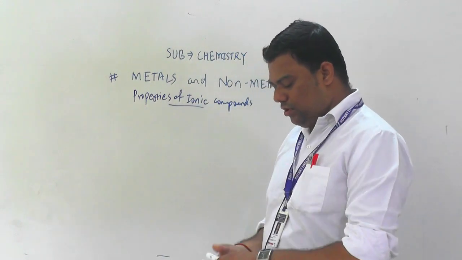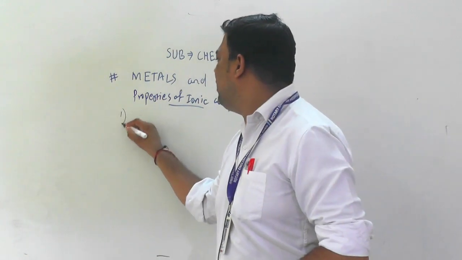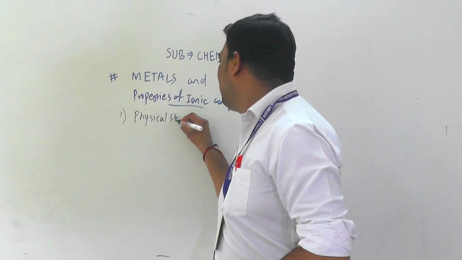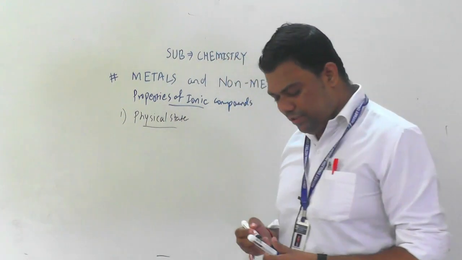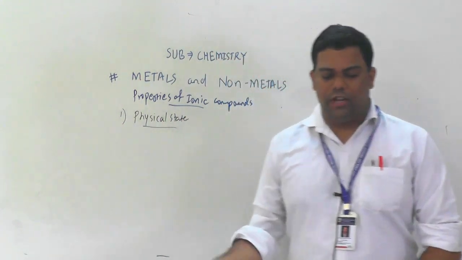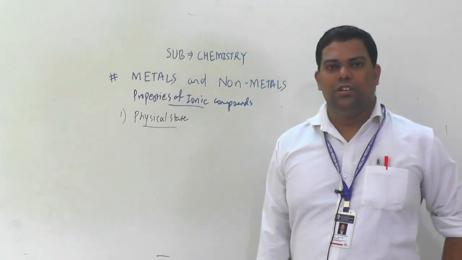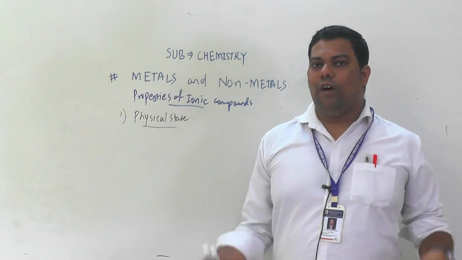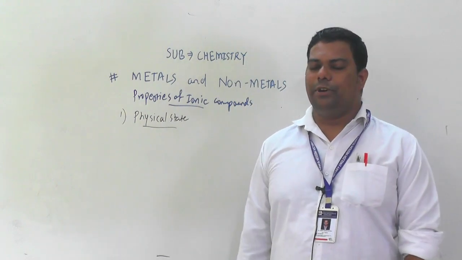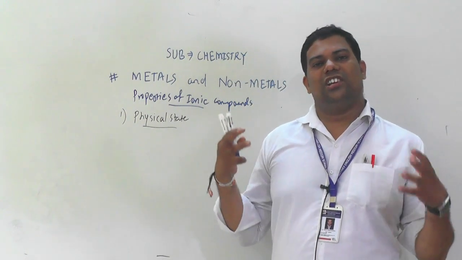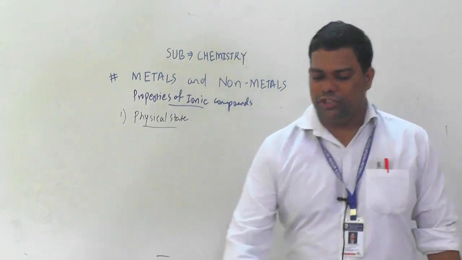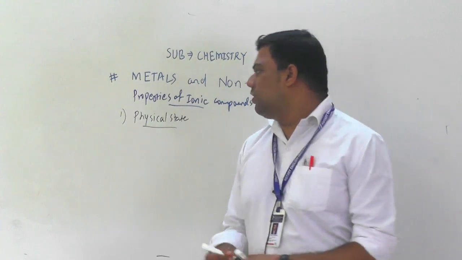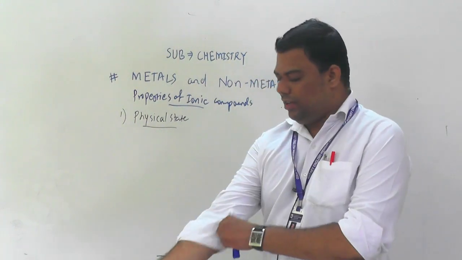Which property first? Physical state. As you know, ionic compounds are solids at room temperature. Why are they solid at room temperature? Because they contain a cluster of ions, which we just saw. This is the first physical property.